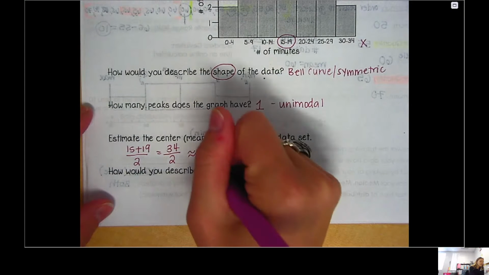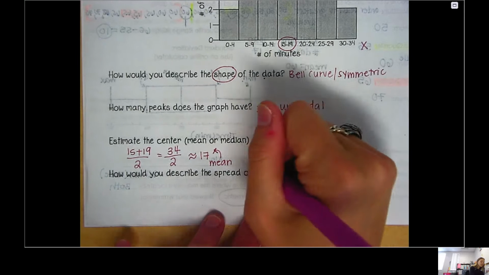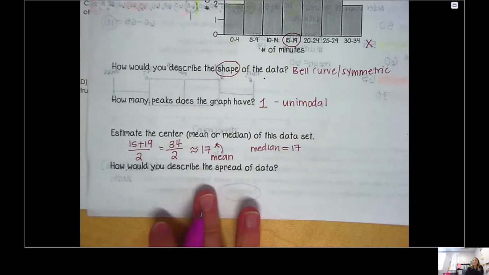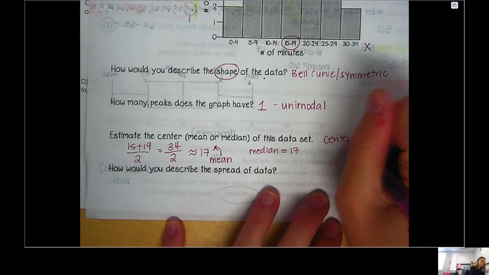So that right there that we just did, which one was that? The mean or the median? Which one was that? Well, when you add and divide by 2, that was the mean. And the median is the one that's right in the center that we can just count to. The median is also 17. So the center of my data is at what? 17. About 17 what? Minutes. 17 minutes. So my center is 17 minutes.